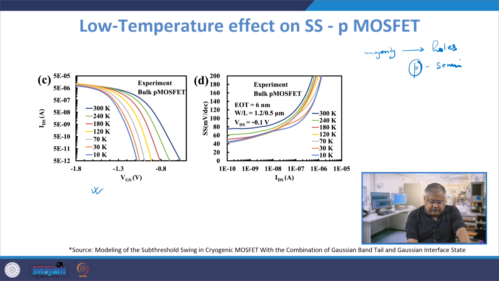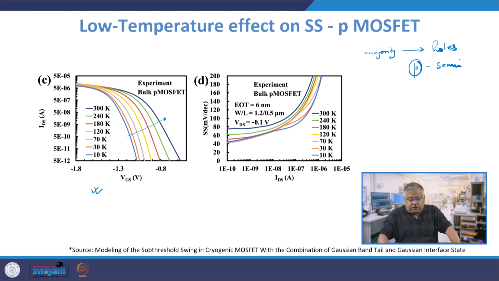So if you look at the left hand side graph here, it shows the variation of ID, the drain to source current, with respect to gate to source voltage, right. And these are basically experimental data taken from bulk P MOSFET, and the channels are generally long because approximately 0.5 micron channel has been taken. And as you can see, just like in NMOS, the slope actually starts to reduce as you move from low temperature to high temperature, meaning the subthreshold behavior is also the same.